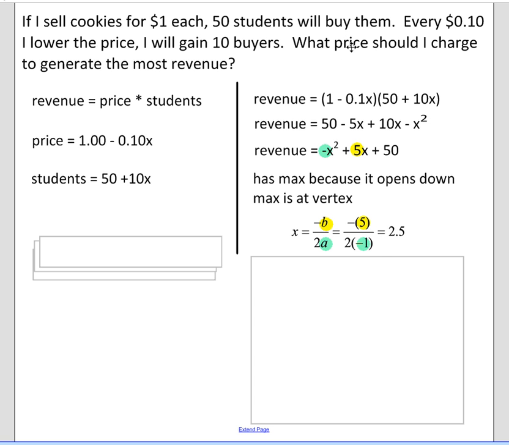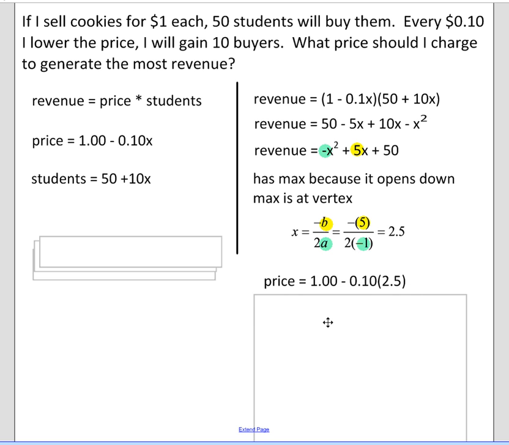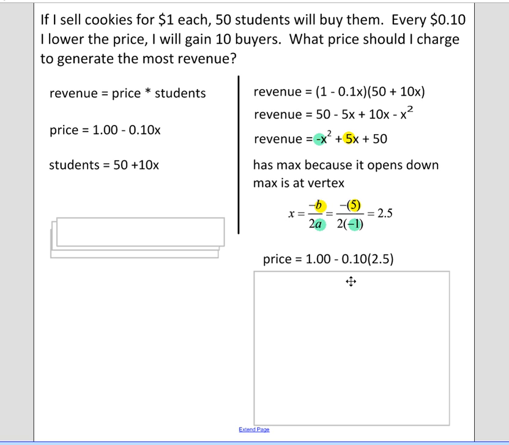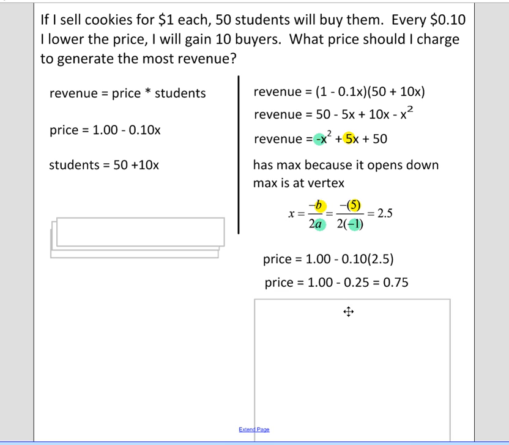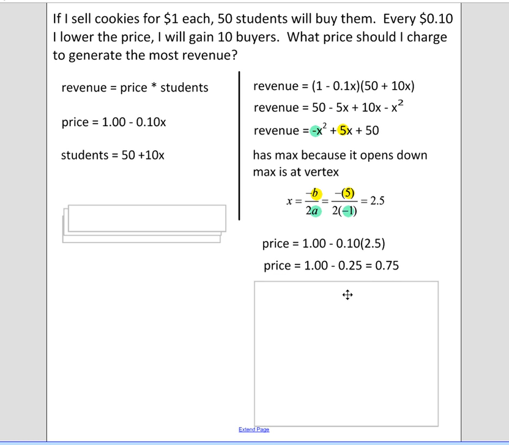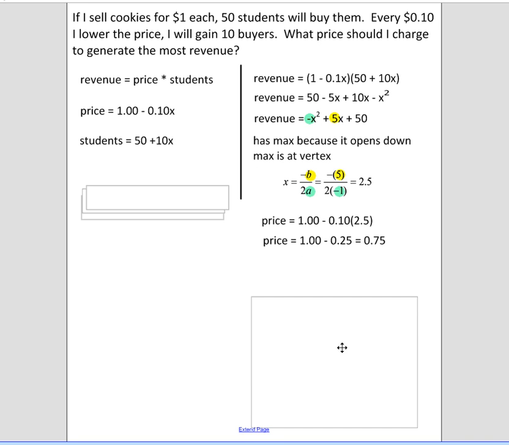The question says, what price should I charge? So we pop that 2.5 for x back into our price equation, and we're left with $1 minus 10 cents times 2.5, so minus a quarter, and we're left with 75 cents. So in order to maximize the profit or the revenue for this problem, because we found the max of the revenue equation at x equals 2.5, which corresponds to a price of 75 cents.